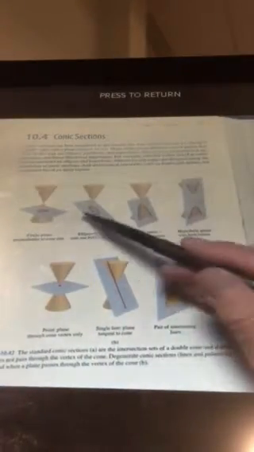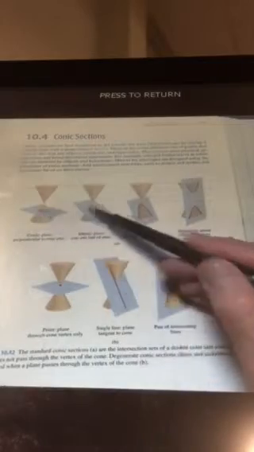Okay, alright. So what this section is about is about the equations of all those curves. Alright, so let's start. Okay? So I'm going to start with circles.